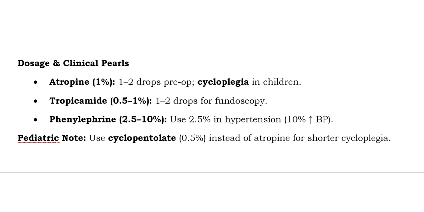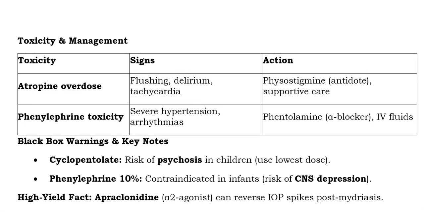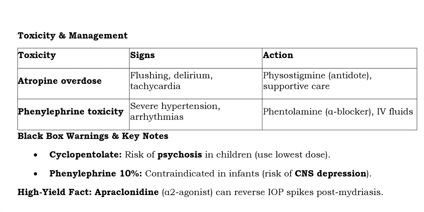Good practical advice. Any specific pediatric notes? Yeah, just to mention cyclopentolate 0.5% again. It's another anticholinergic, often used in kids as an alternative to atropine if you want cycloplegia, but for a shorter duration than atropine provides. Useful alternative. Okay, dosage points covered. What if things go wrong? Toxicity or overdose? How do we spot it and manage it?